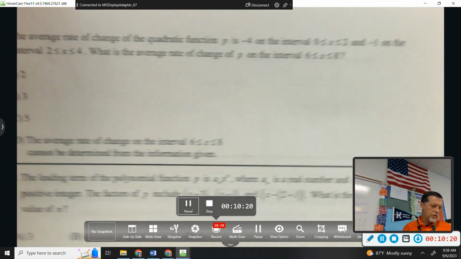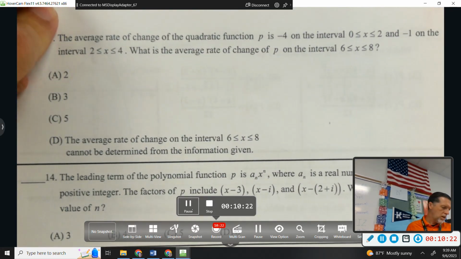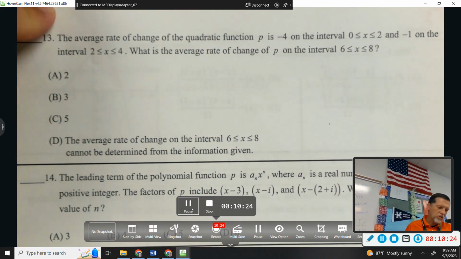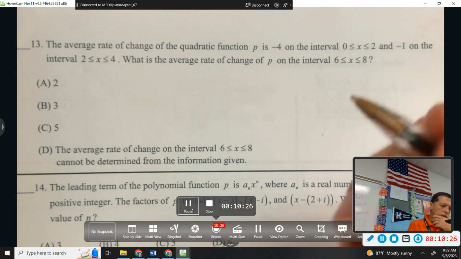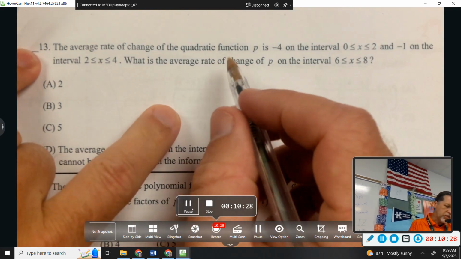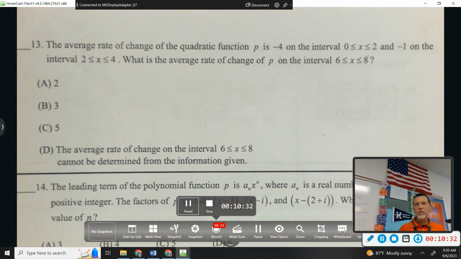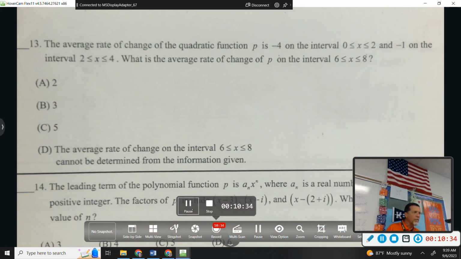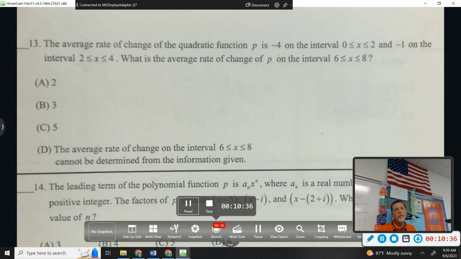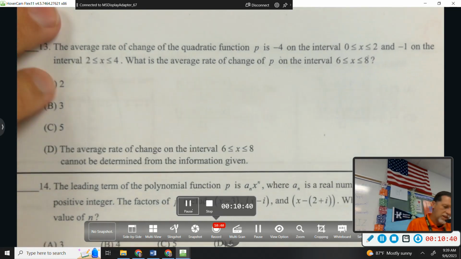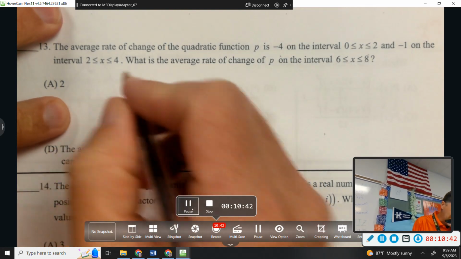Number 13. Average rate of change of a quadratic function is -4 on an interval. And then, okay, this is one of those interval questions. So the average rate of change won't be the same, but the second difference of the average rate of change will be the same. So I like laying out my information.